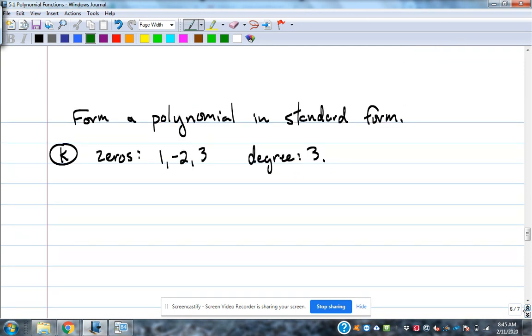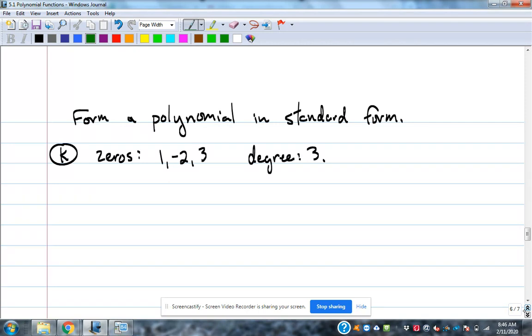All right. Now, something that's a little bit more merit here. The last thing of this section is forming a polynomial in standard form, given some information about that polynomial. Okay. So they're telling us the zeros and what degree we should be going for. The zeros are 1, -2, and 3, and they want us to form a polynomial and write it in standard form that has degree 3 and has those 3 zeros.